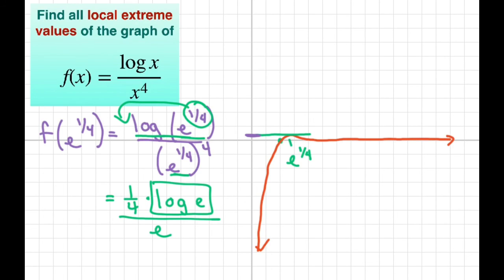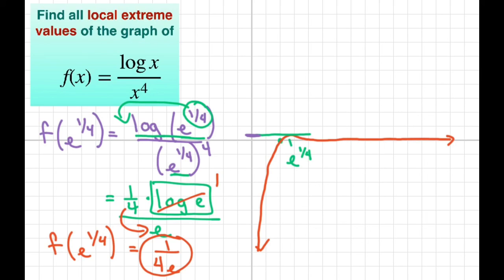So basically, when I rewrite this and change this to 1, our f of e to the power of 1/4 is going to be 1 divided by, and you can move this 4 down here, 4e. So this is your maximum value, because we have a maximum at this tangent. This is your maximum value at x equals e to the power of 1/4.